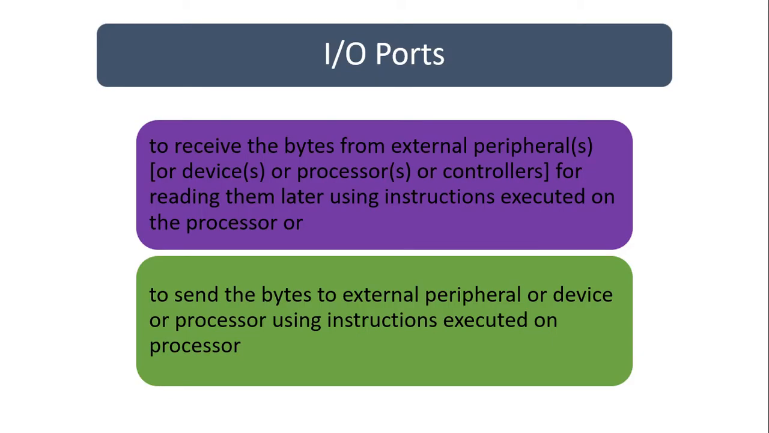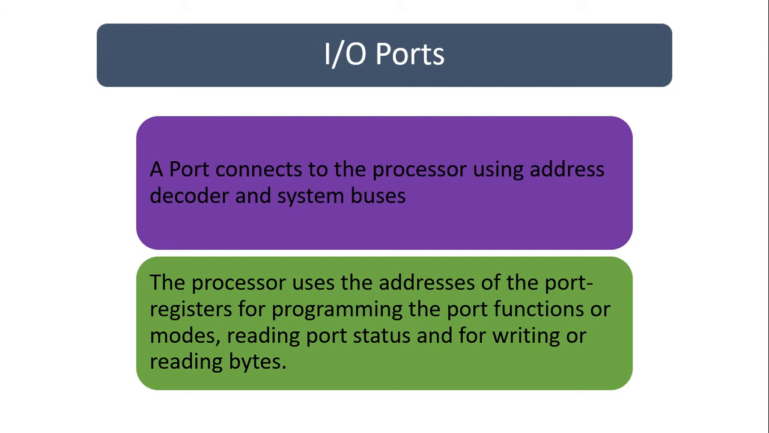Generally, we receive bytes from the external peripherals and read them later using an instruction executed on the processor, or we send bytes to the external peripherals or devices using an instruction executed on the processor. So based upon the instruction execution, we can communicate to the external world, or the external world can communicate to the controllers. The port connects to the processor using the address decoder and the system buses.